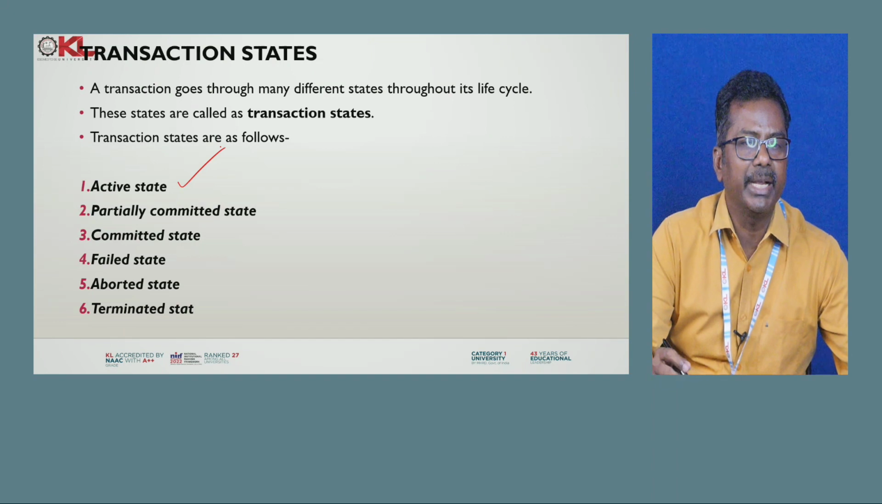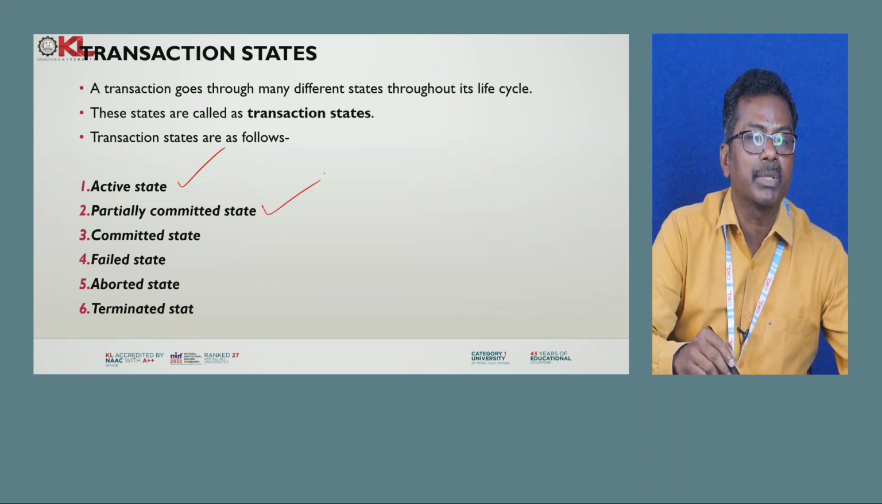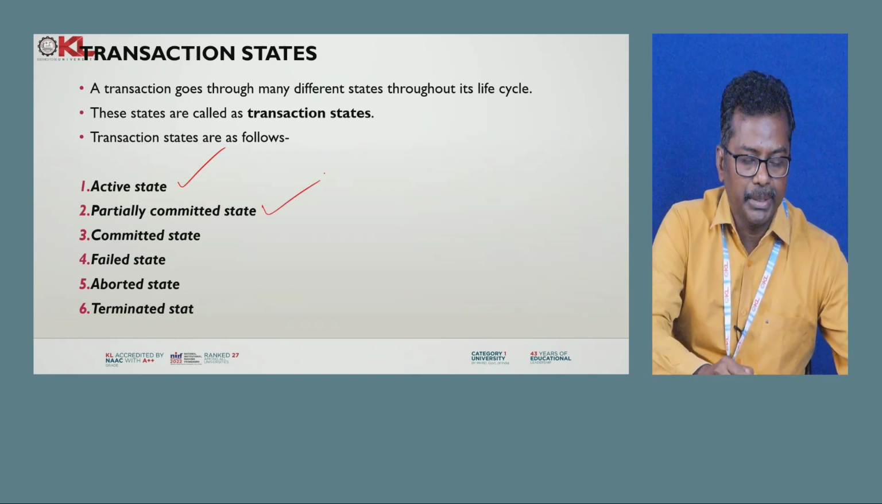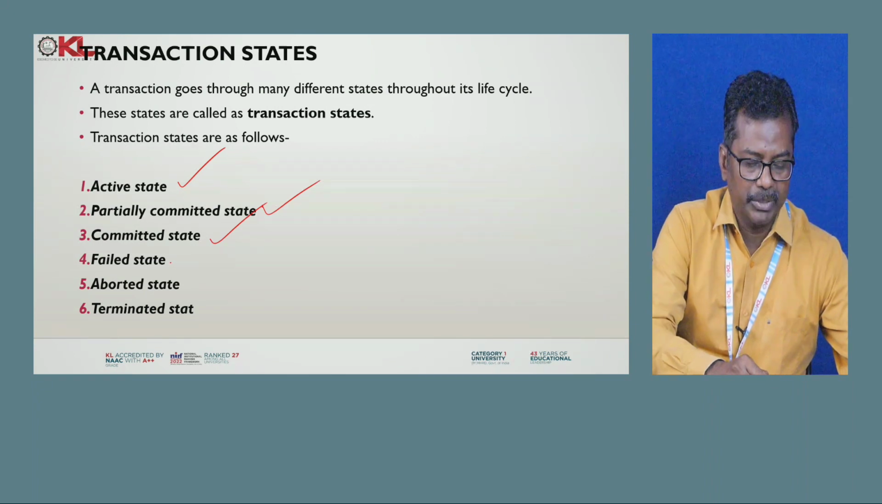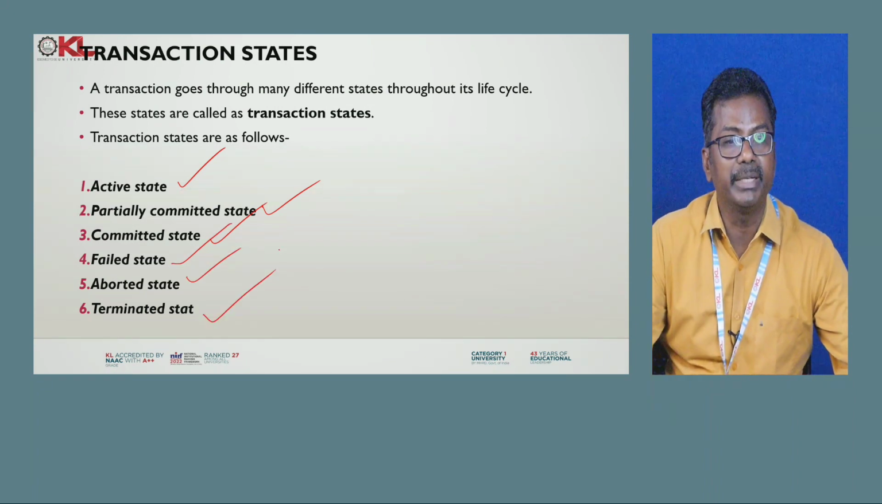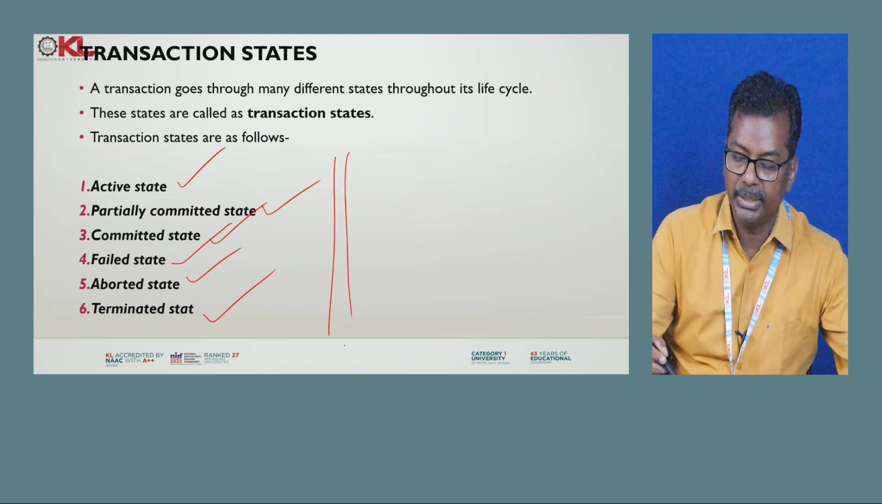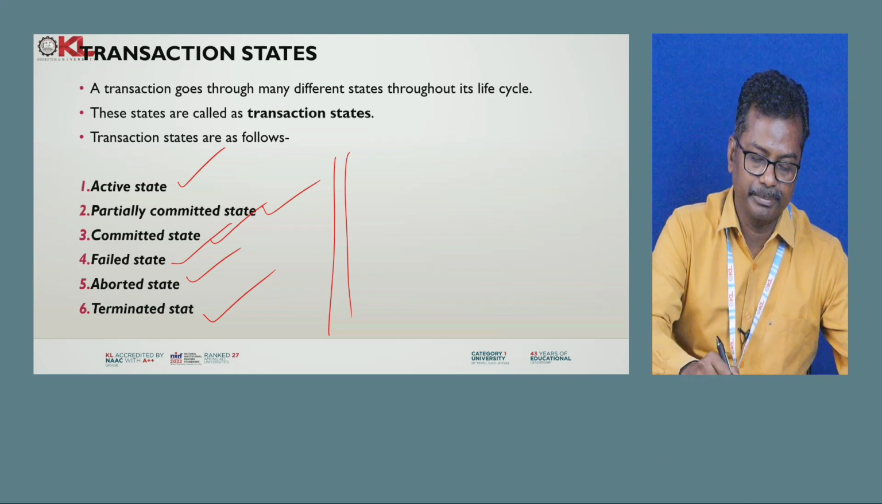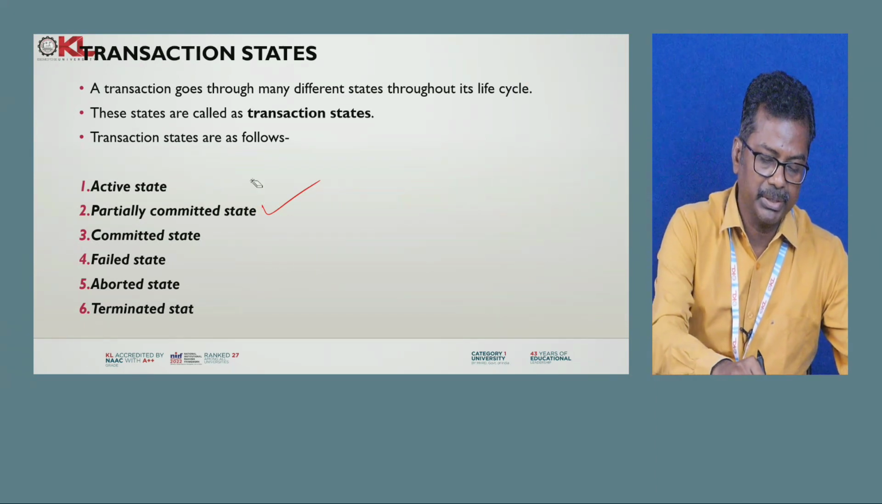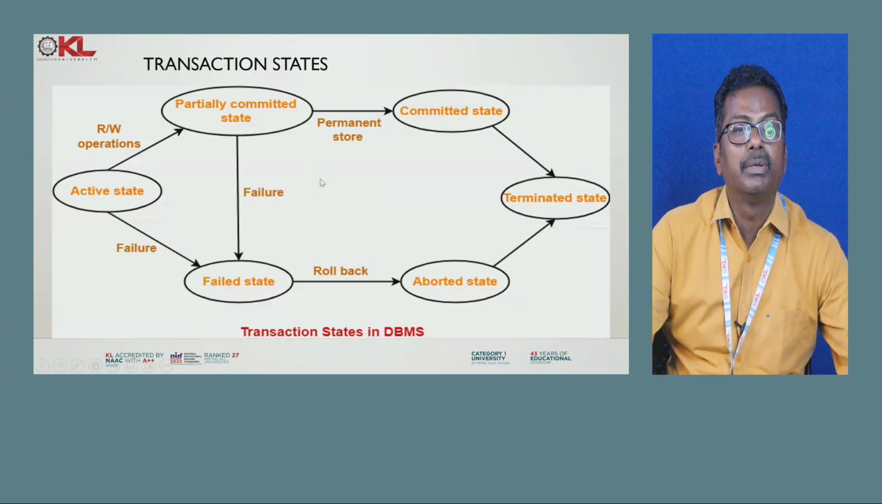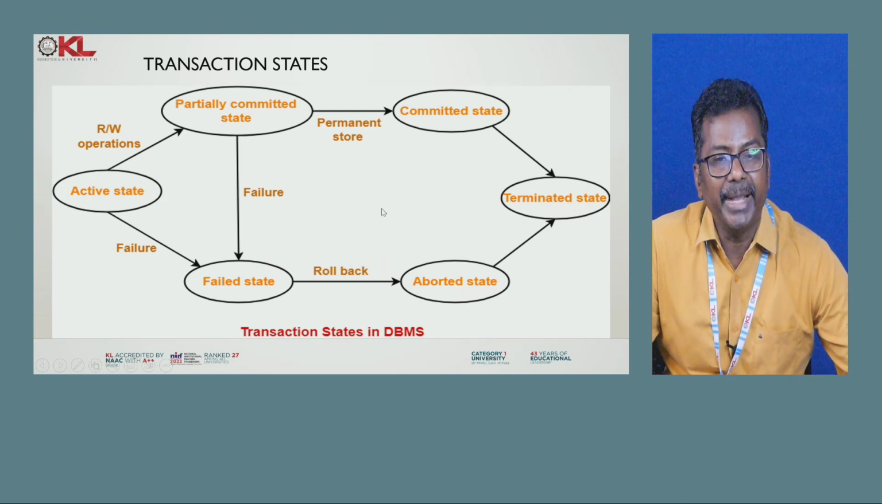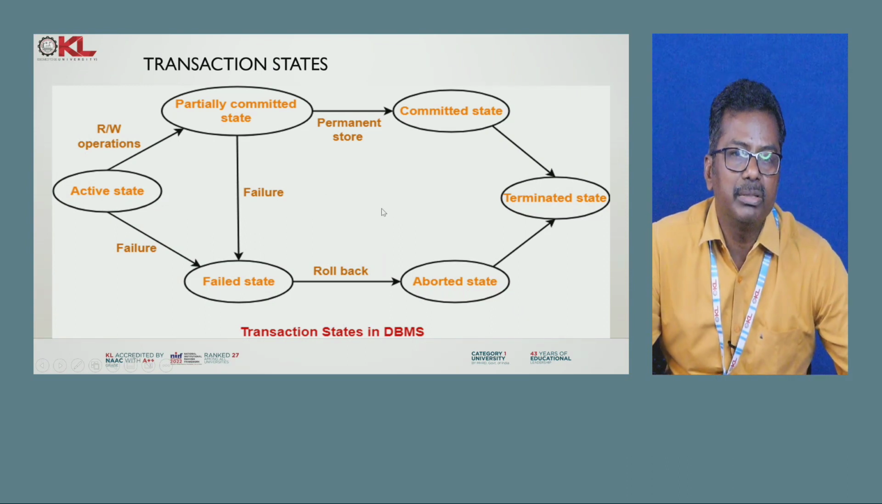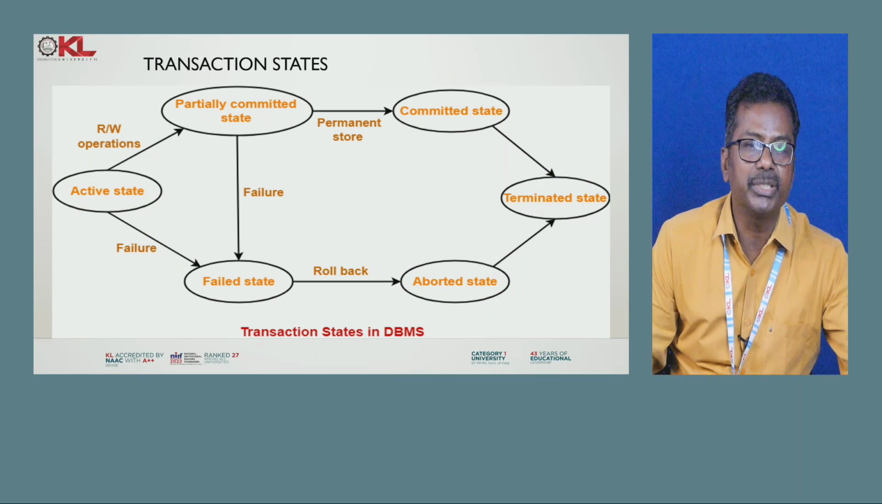The first state is the active state, then the partially committed state, the committed state, the failed state, the aborted state, and the terminated state. So these are the states of the life cycle of a particular transaction. Okay, 6 states. So this is the diagram, we call it a state diagram of all these transaction states. You can see here.